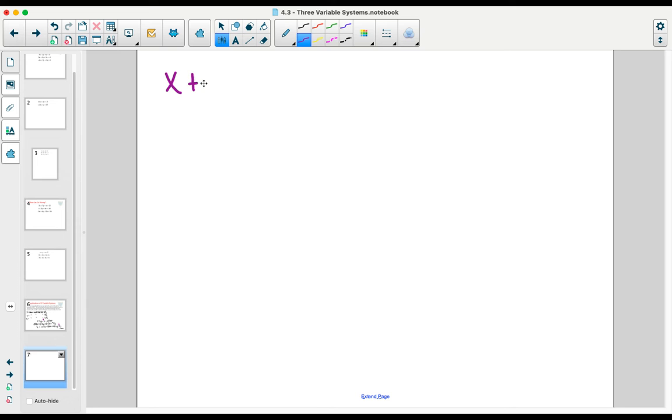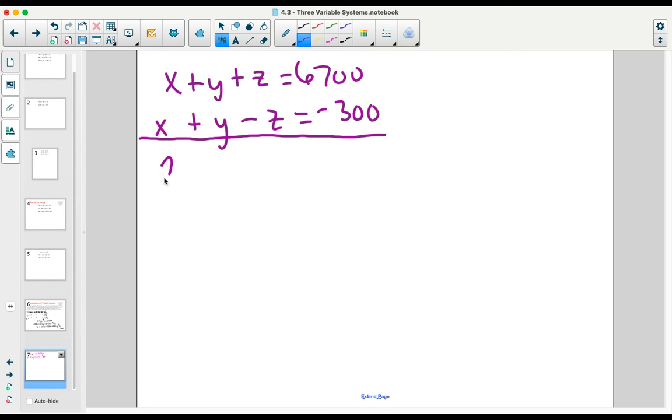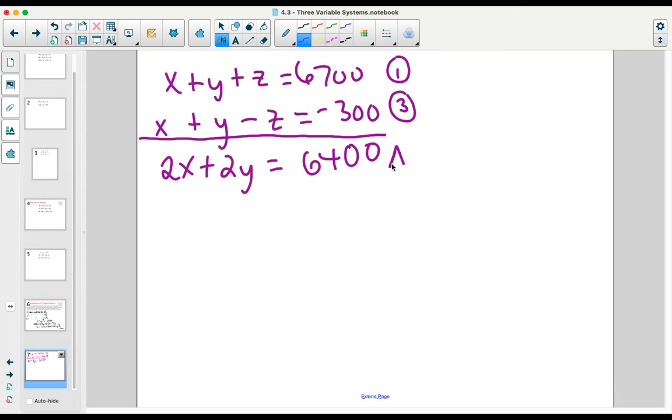The first equation was X plus Y plus Z is 6,700. The second equation was X plus Y minus Z is negative 300. Adding straight down, I create an equation in two variables that says that 2x plus 2y is equal to 6,400. I used equation number 1 and equation number 3 from the original system to create a new equation in two variables. I now need to go back to the system and choose another pair.